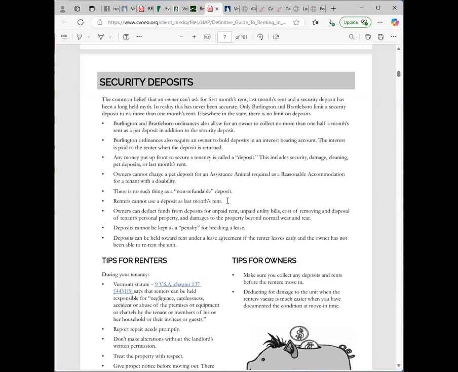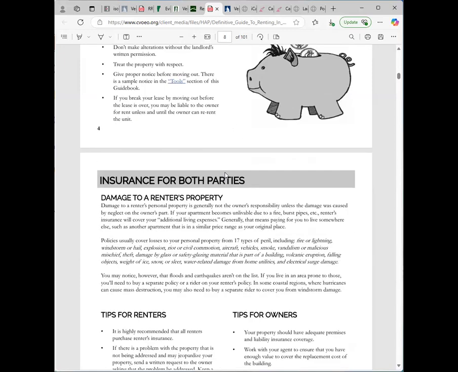So we want to make sure you're being very smart about what you can do with your deposits and how much you can charge. Depending on the location of your rental, if it's in either Burlington or Brattleboro, make sure you are looking at the amounts of the deposits and what you can have for that.